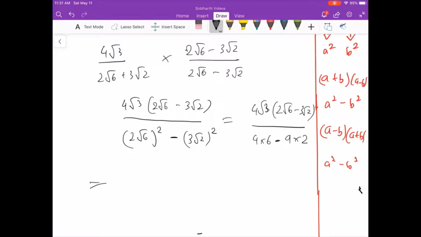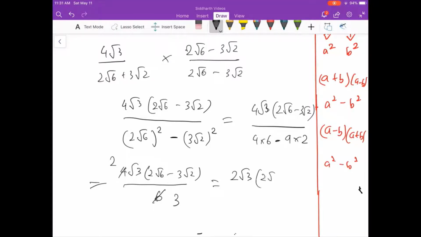Simplifying the denominator further, we get 4 times 6 is 24 and 9 times 2 is 18. 24 minus 18 is 6. Now, simplifying the expression further, we get 2 root 3 times 2 root 6 minus 3 root 2 divided by 3. And that is the answer.